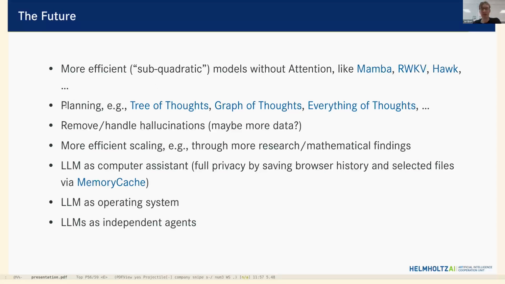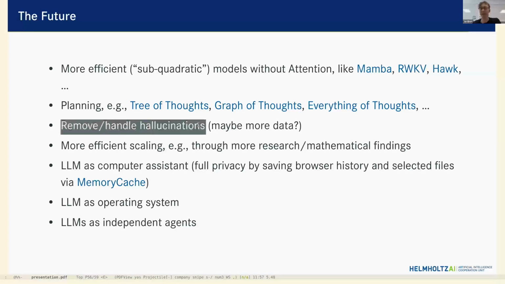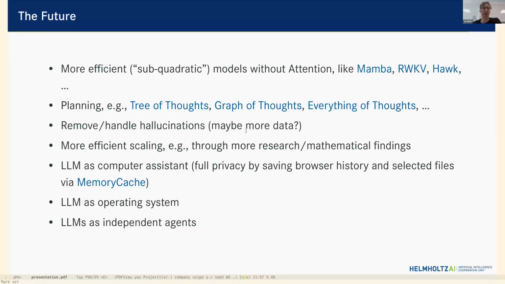Planning is a big topic. Models should be allowed to plan into the future. There are various methods for this, which are usually called something of thoughts, where the model kind of looks into the future on what it could say and picks the best options. We want to remove hallucinations. Hallucinations are the things that a model just makes up. Maybe we need more data to do that. Maybe we need more high quality data. Maybe connecting a model to a RAG database is enough to make it answer more factually.